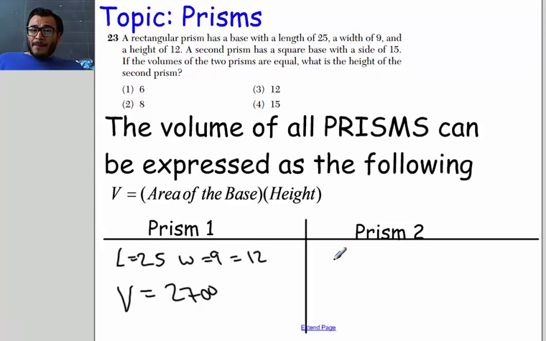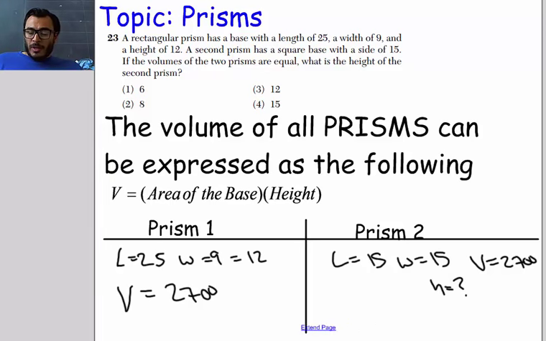So from that, I know that the length and the width of the base is going to be the same because it's a square base, so the length and the width are the same in a square. So this is 15 and this is 15. Then it says if the volume of the two prisms are equal, so that means the volume of prism 2 is 2700, what is the height?